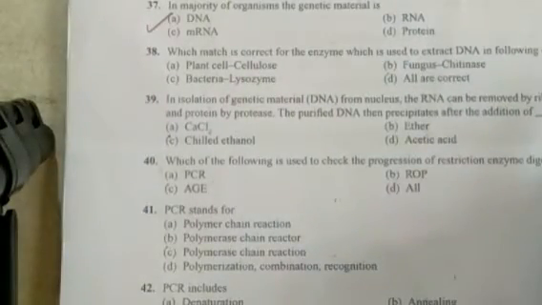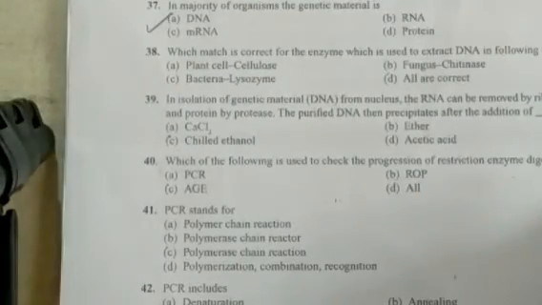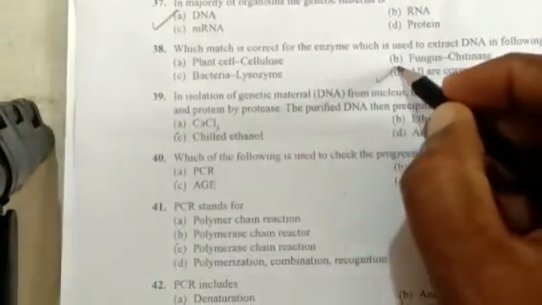Next question: which match is correct for the enzyme which is used to extract DNA in the following organisms? A, plant cell, and we have to use the enzyme cellulase here. Fungus, chitinase, actually it should be cellulase rather, fine, cellulase. Bacteria, lysozyme, and all of the above. Which match is correct for the enzyme used to extract DNA? Plant cell, cellulase also correct, fungus, chitinase correct, bacteria, lysozyme also correct. So thereby all are correct here.